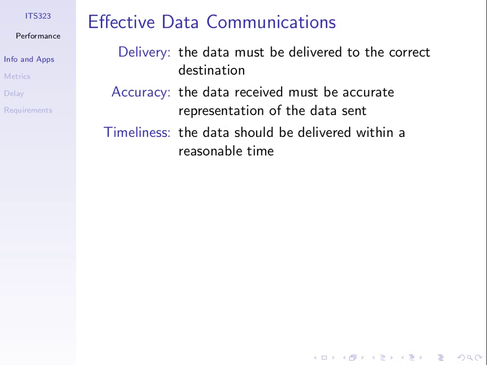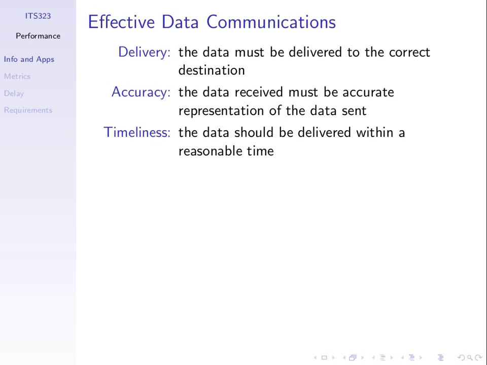Accuracy is to say that if A sends data to B, assuming it's delivered to B, the data that is received by B is an accurate representation of what A sent. A has some data to send to B, they send it, and what B receives should be the same, or more generally an accurate representation. In some cases it doesn't have to be identical. So some measure of accuracy.